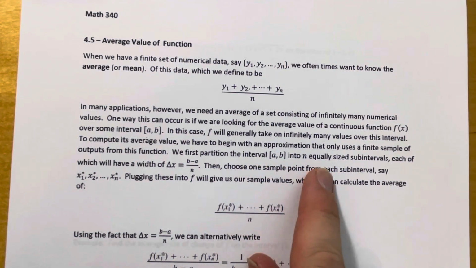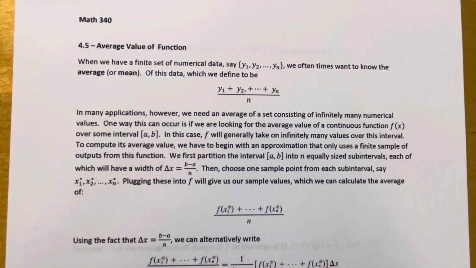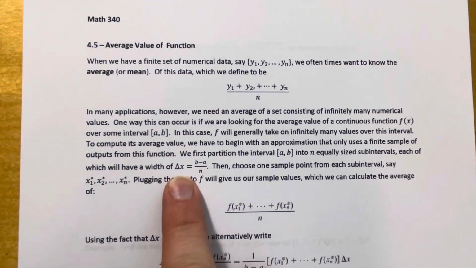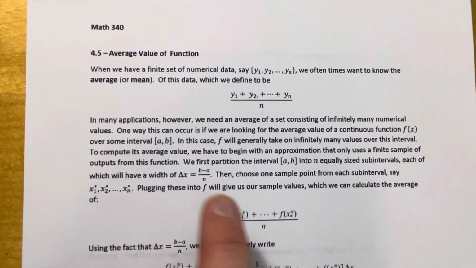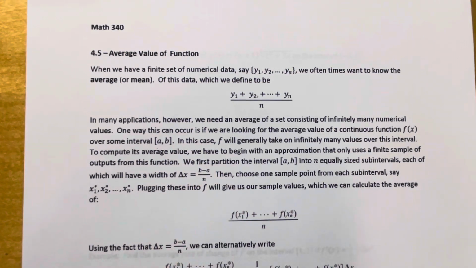Next, in addition to that, we're going to assume that we cut our subintervals up into equally sized subintervals, which is typically what we do. We've defined definite integrals this way, and the width of each of those subintervals we're going to call delta x. We've already talked about how to find delta x. It's just the length of this interval, which is b minus a, divided by the number of subintervals, which is n.